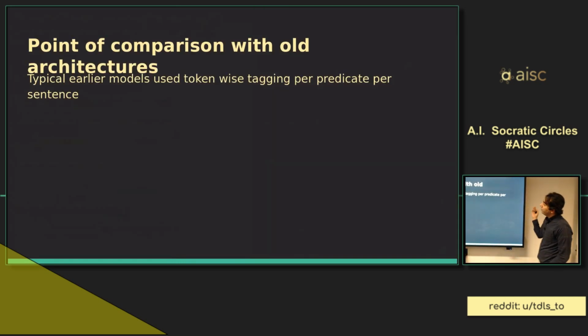So, a comparison with other architectures. Typical earlier models use token-wise tagging per predicate per sentence. I think I sort of hinted towards that. So you get your predicate, you're encoding per your predicate, and it's computationally just more costly.